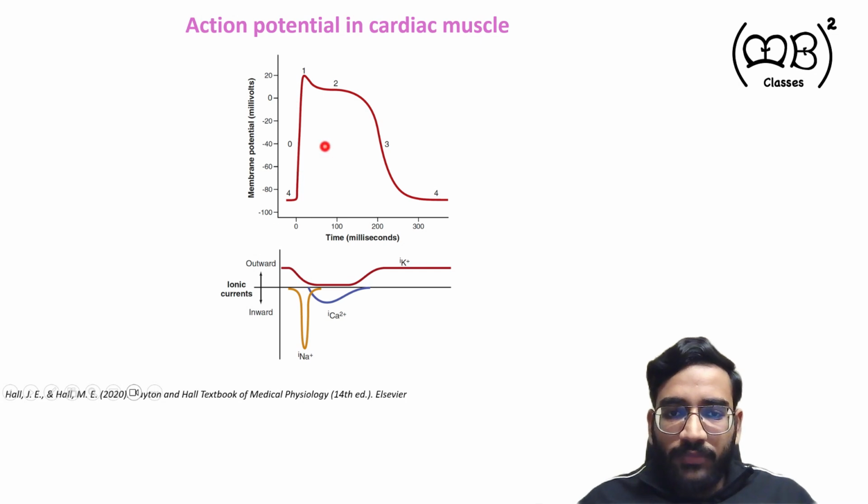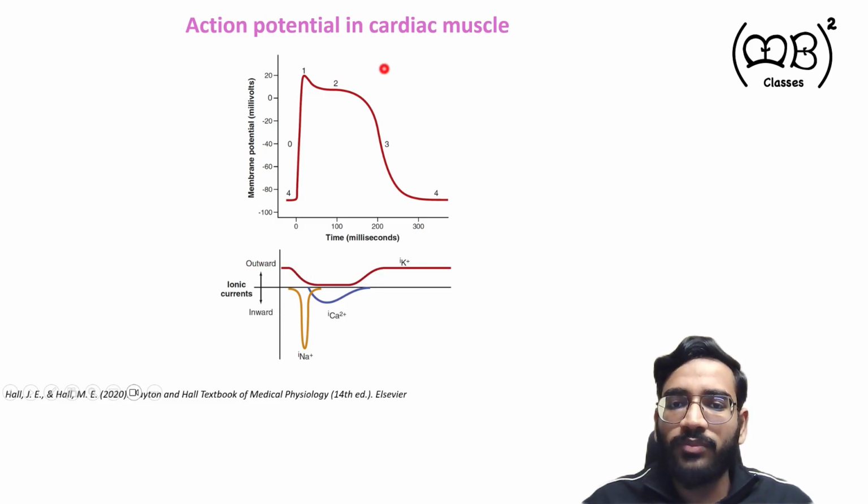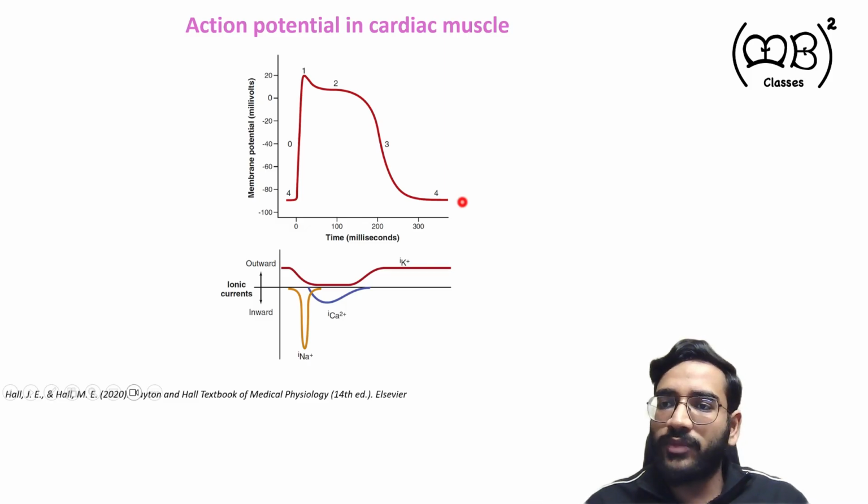So this is the same diagram, but with the current graph below. In phase 0, there is increased inward current of sodium, which you can see, and in phase 2 there is increased calcium current, but the outward potassium current has decreased. The outward potassium current has decreased during the period when the calcium channels are open because of the increased calcium influx. Then when the calcium channels close, the potassium outward current increases back, bringing the membrane potential back to the resting membrane potential.